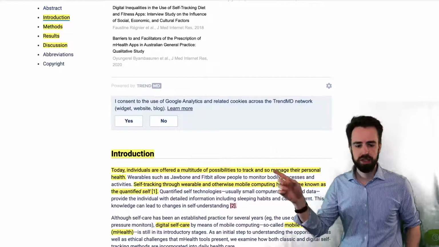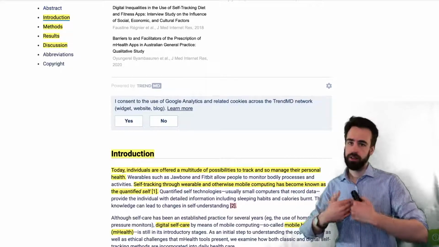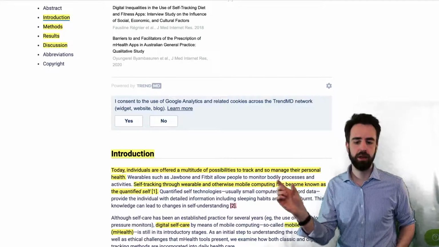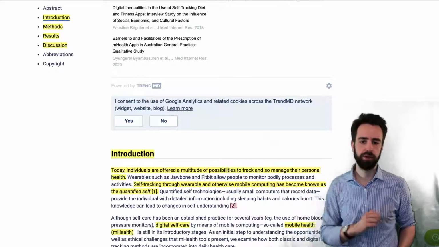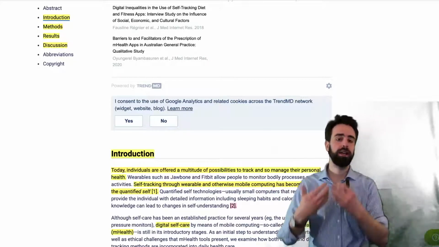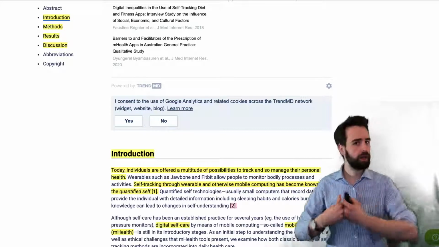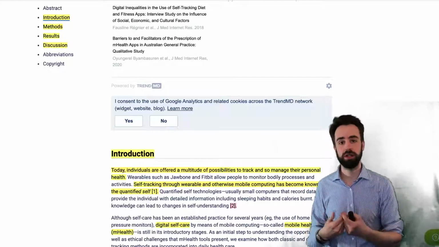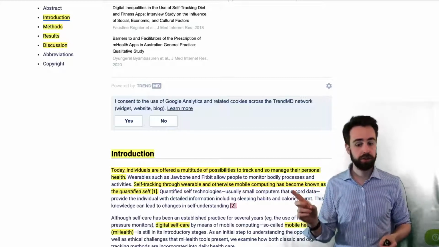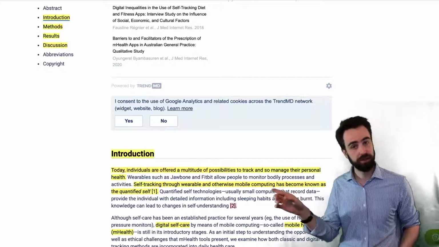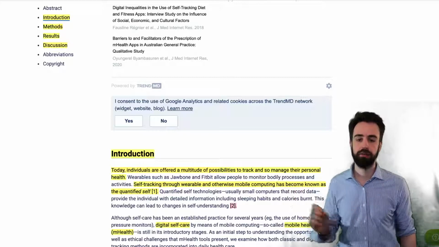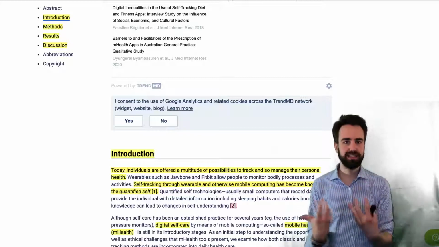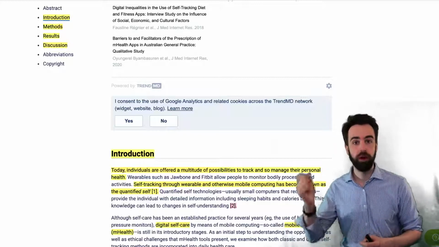So in our introduction we start very broad and with one sentence setting the scene of this article. So today we have many possibilities to track and manage personal health data. So it's about tracking and managing health data in today's society. So here we have the broad and societal and academic context of the research that we're doing here. Also, we are introduced to a theoretical framework, more specifically the quantified self here, already in the first sentence. So we have a broad academic, societal, and theoretical setting the scene in the first few sentences of this article.